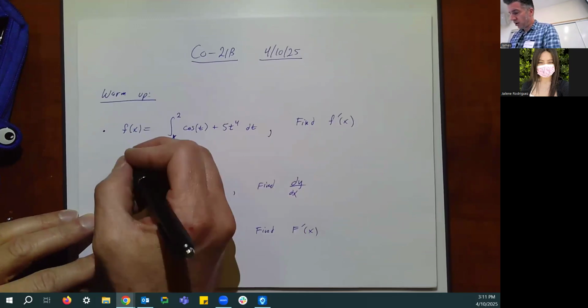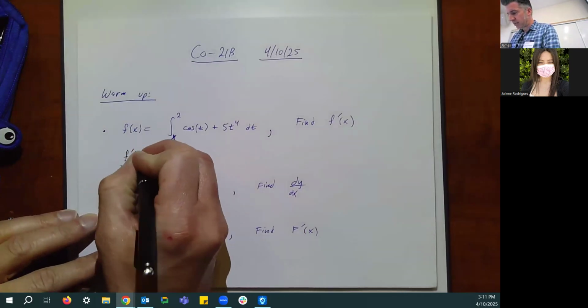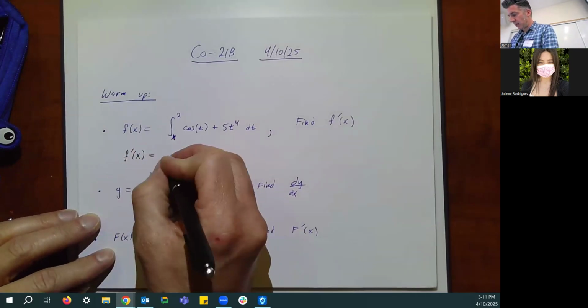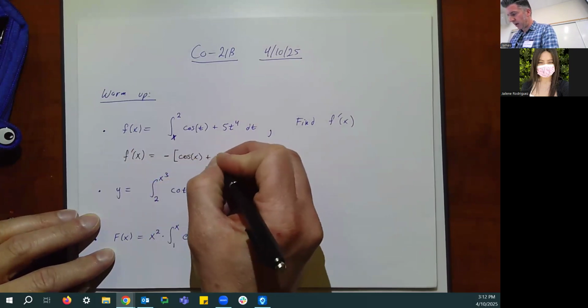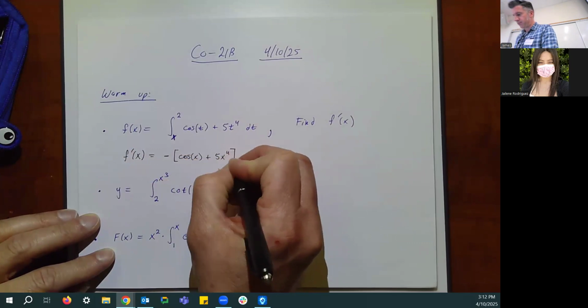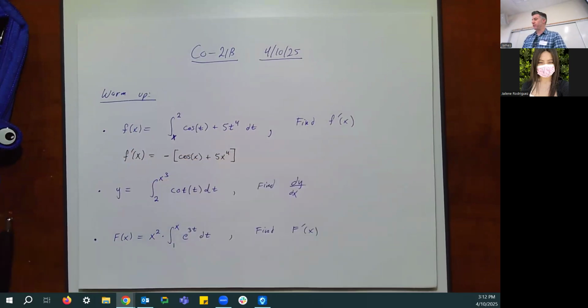So here, our derivative f prime of x is going to equal negative [cosine of x plus 5x to the fourth]. I guess I could use parentheses there or whatever. I like brackets. That's it. That's the whole answer. We're done.